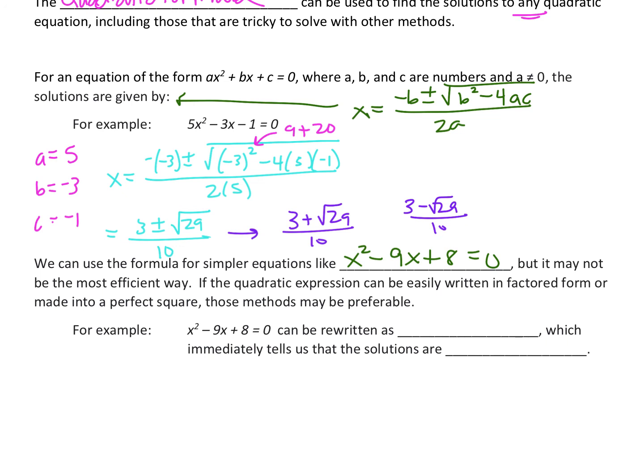There are factors of c that add up to b. So we would say x minus 8 times x minus 1 equals 0. And then we know that each of those by the zero product property would be set equal to 0. So right away, immediately, we know that our solutions are x equals a positive 8 and a positive 1. So we do want to take simpler methods when we recognize them, and then if the equation is pretty tricky, it's nice to know that we can always use the quadratic formula.